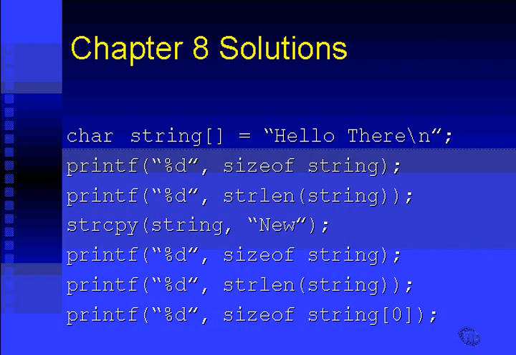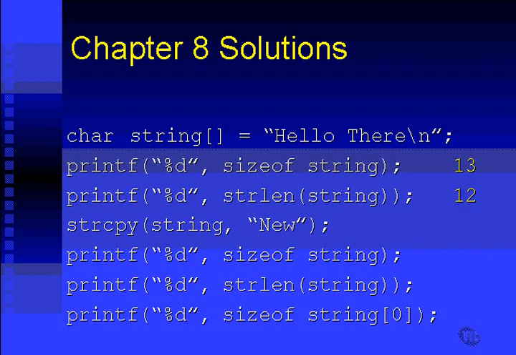Okay, first of all, the size of the string. Well, what's the size of the string going to be? It's hello there. That's 5 letters for hello, plus a space is 6, plus another 5 for there is 11, plus a new line is 12, plus a null is 13. 13. How about the length of the string? Well, that's everything except the null, so that's 12.